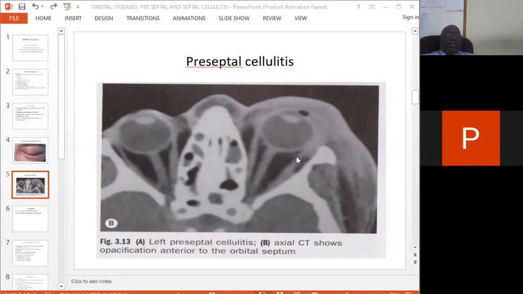So orbital cellulitis would be here. There would be obviously compression of the optic nerve, and the movement of the eyeball will be affected. These muscles will be inflamed. But preseptal is there, outside the orbital septum.